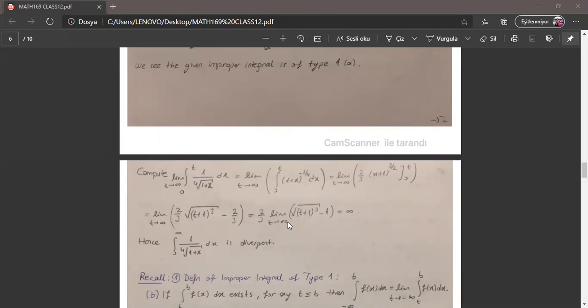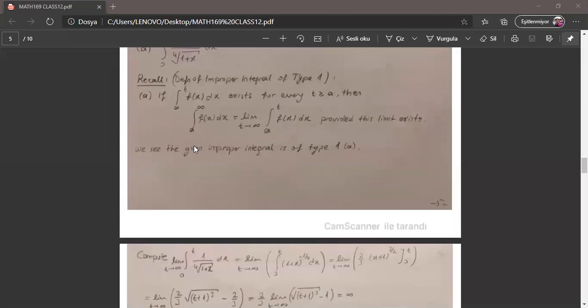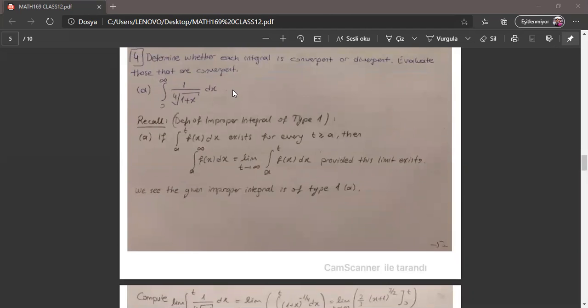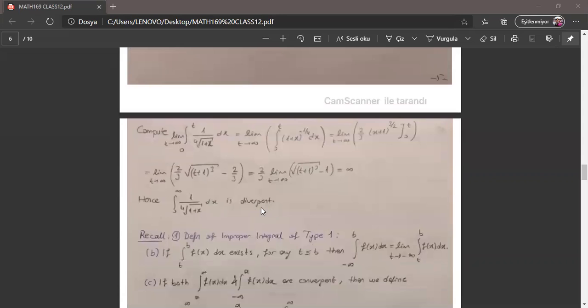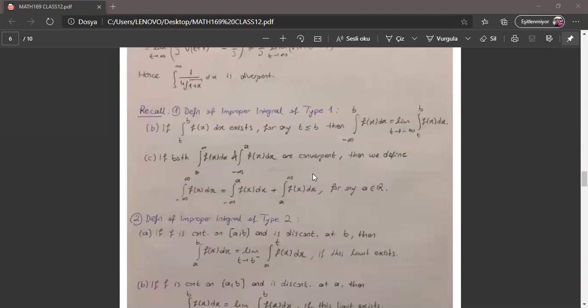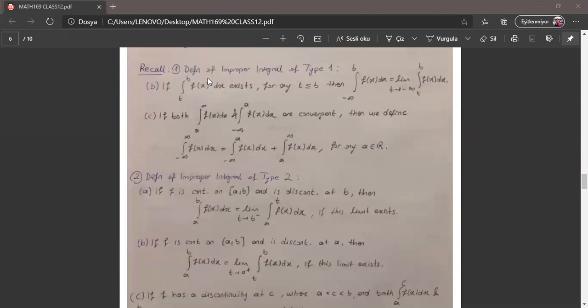Now when t is approaching infinity, here we have infinity. Infinity minus 1 gives infinity. So this limit gives us infinity, which means this integral is equal to infinity. It means it's divergent, as we don't have some real number here, it's divergent.